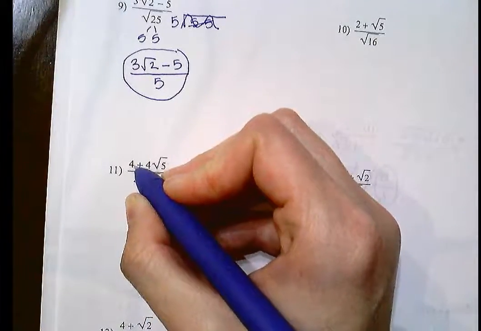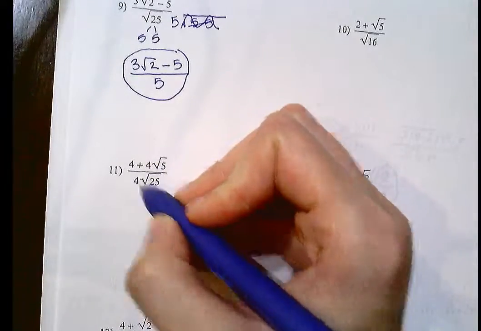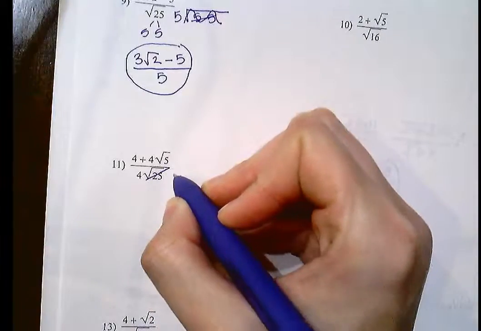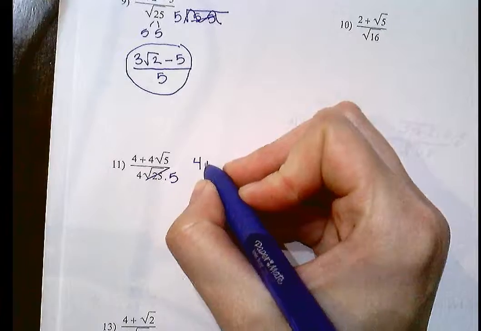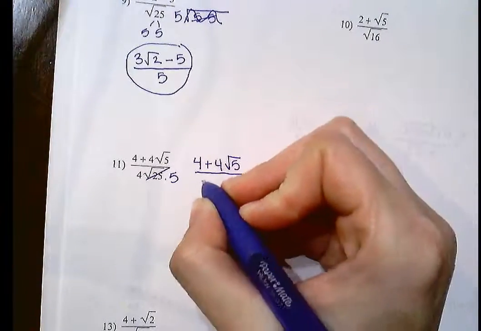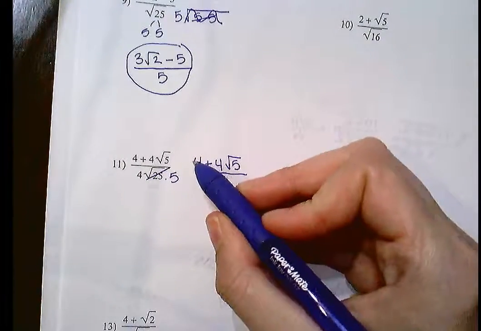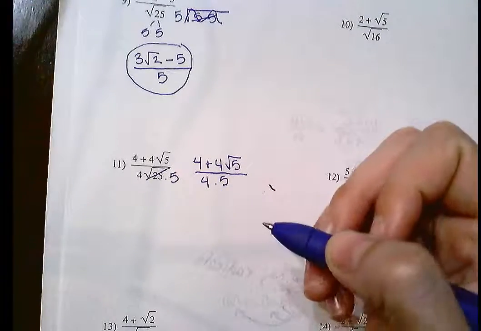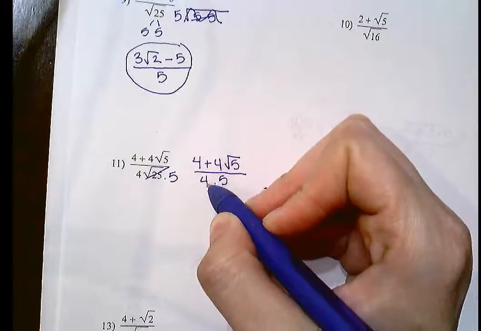So, right away I see a 4, a 4, and a 4, which means I'll be able to reduce those 4s, but let's wait until later. So the square root of 25 is 5. So I have 4 plus 4 times the square root of 5 over 4 times 5. Now I reduce. I see a 4 in all of these, something that's common both on the top and on the bottom. So I'm going to reduce everything by 4.